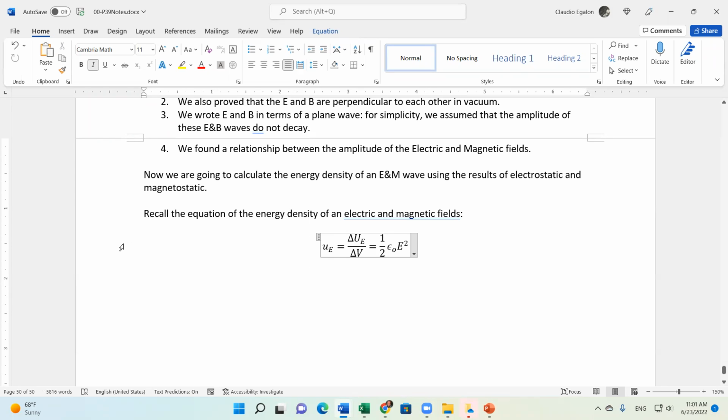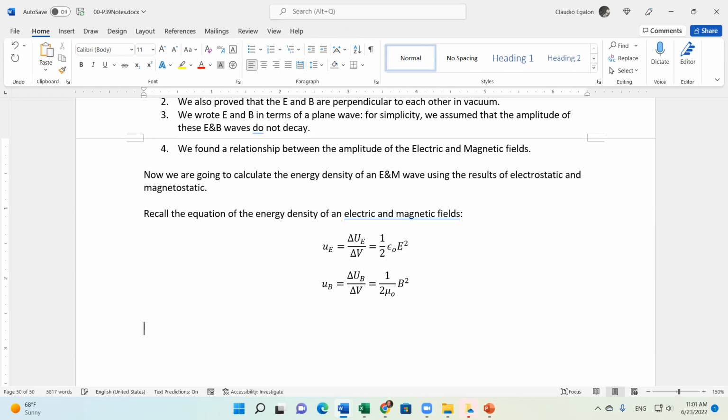We have something similar for the magnetic field. We derived that in our electricity and magnetism course. It is proportional to the square of the magnetic field, but it's not going to be epsilon naught. It's going to be a different constant, the magnetic permeability constant. Here you go. It's like that.